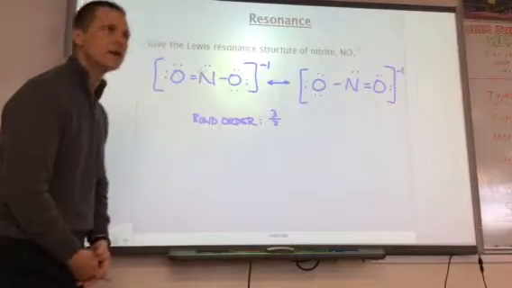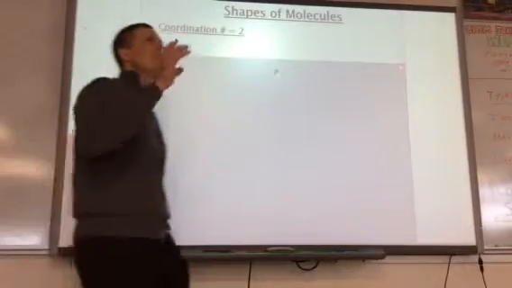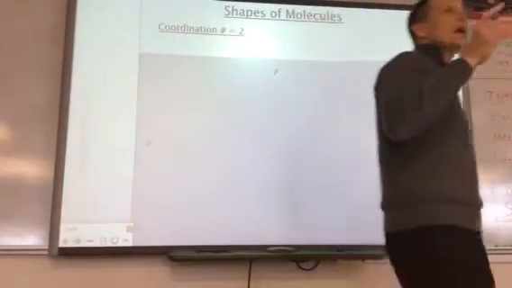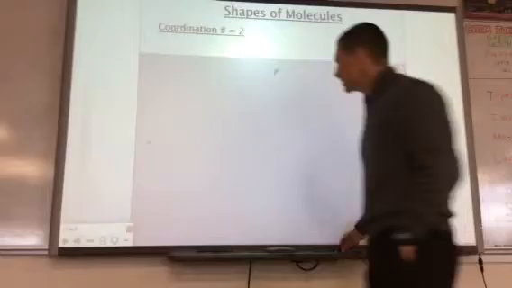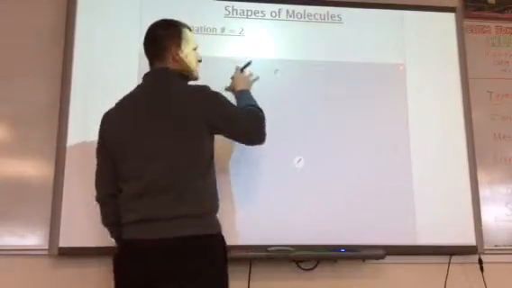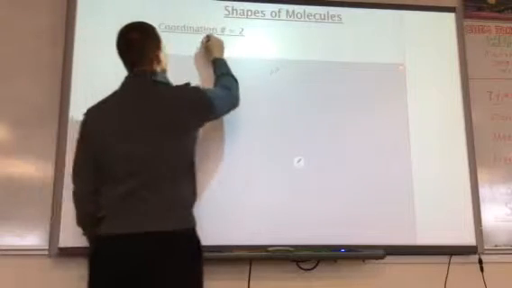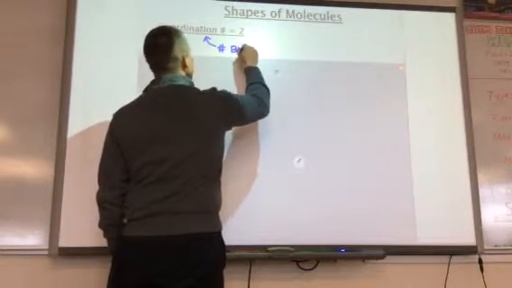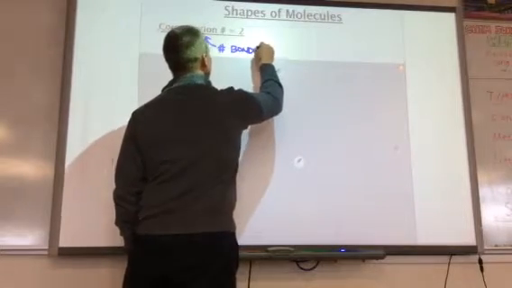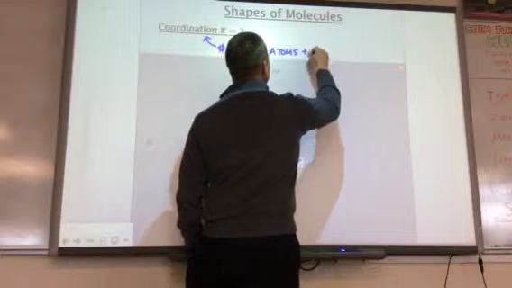All right, may I move on? So yeah, we're going to organize how to come up with the shapes by what we call the coordination number. The coordination number is going to focus on the central atom. We always look at the shape around the central atom. And its coordination number is the number of bonded atoms plus lone pairs.